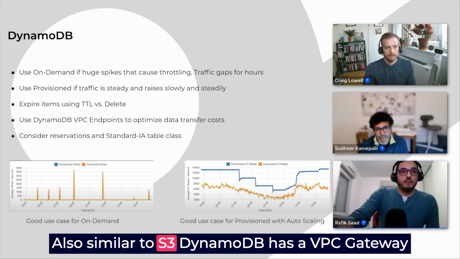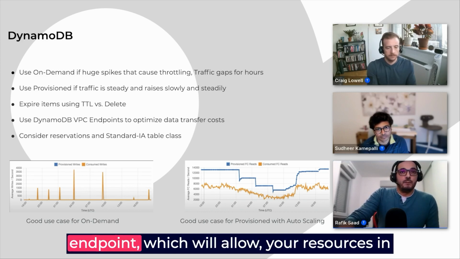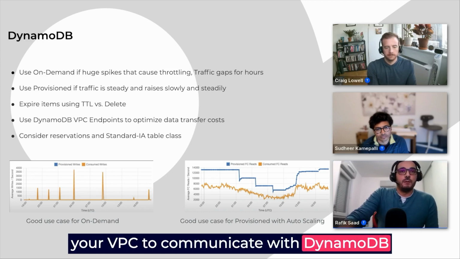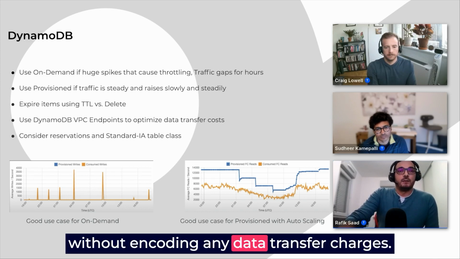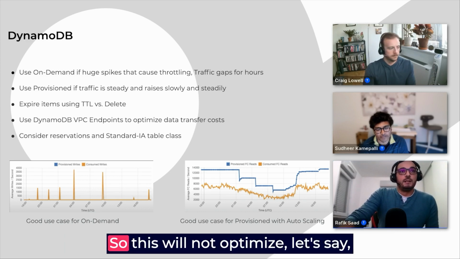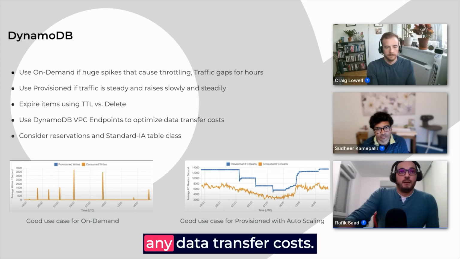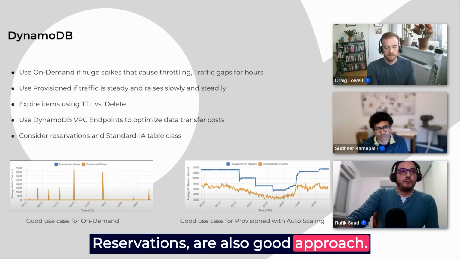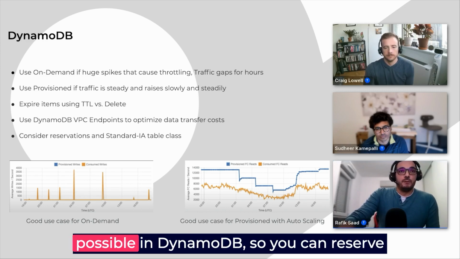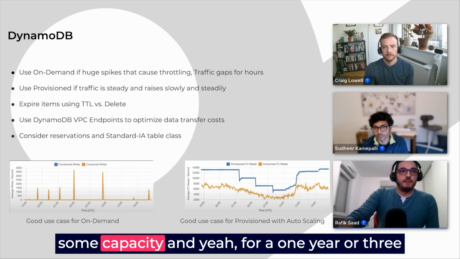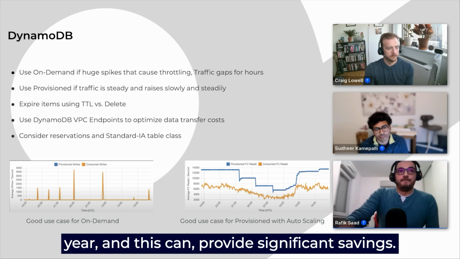Also, similar to S3, DynamoDB has a VPC Gateway endpoint, which will allow your resources in your VPC to communicate with DynamoDB without incurring any data transfer charges. So this will not optimize, let's say, DynamoDB cost, but will optimize any NAT and data transfer cost. Reservations are also a good approach if you have steady workloads. They're also possible in DynamoDB, so you can reserve some capacity for 1 year or 3 years, and this can provide significant savings.